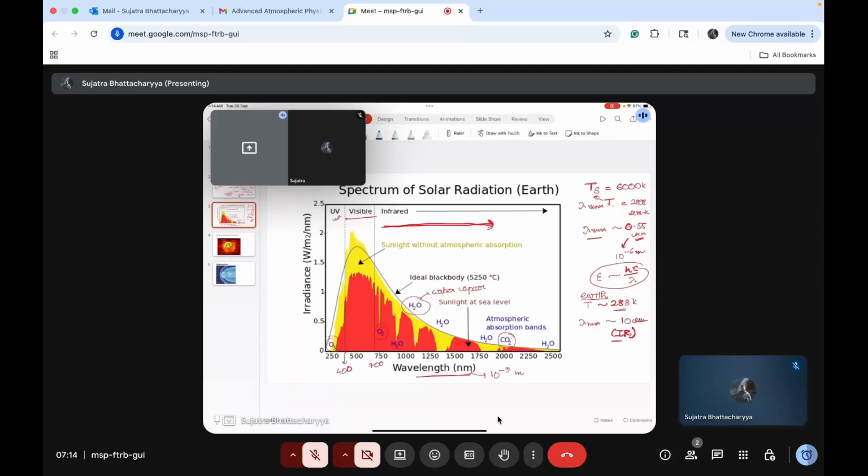Different wavelength bands are being absorbed by different molecules, gases which are present in the atmosphere. Okay, and this plays an important role, particularly in deriving, say, brightness temperatures from the satellites. So satellite calculations are mostly based on these things. Okay, so these are a couple of things which I wanted to share.